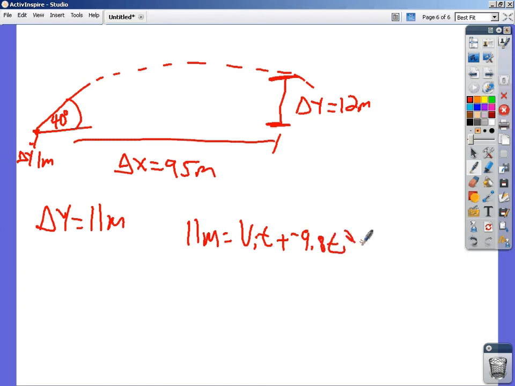See, this is what the book did. It did initial velocity cosine 40 equals 95 over time. That's what the book said. But can you explain how... Where's that gonna get you? It gives you initial velocity times time equals 1.4. So you can substitute that in. Oh, yeah.